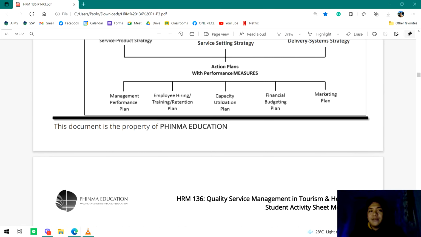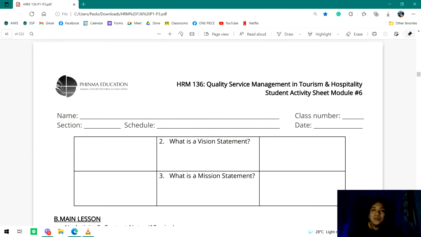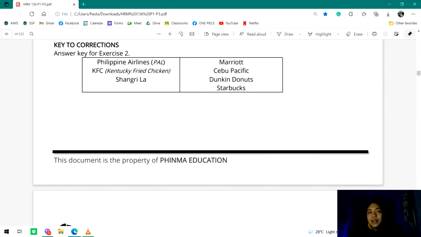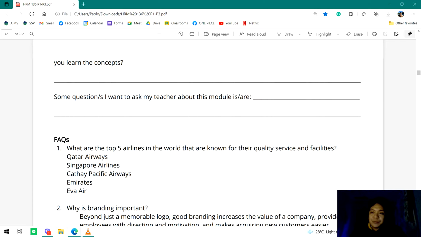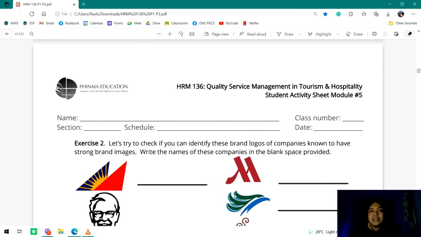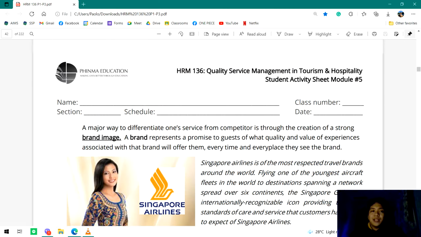Napag-usapan natin everything that we have to take into consideration the guests every time. Ano nga ba yung mga gusto ng ating guests? How can we make them feel that they are special? Yon ang Guestology. And we can achieve that first by combining different strategies in order to deliver quality service.